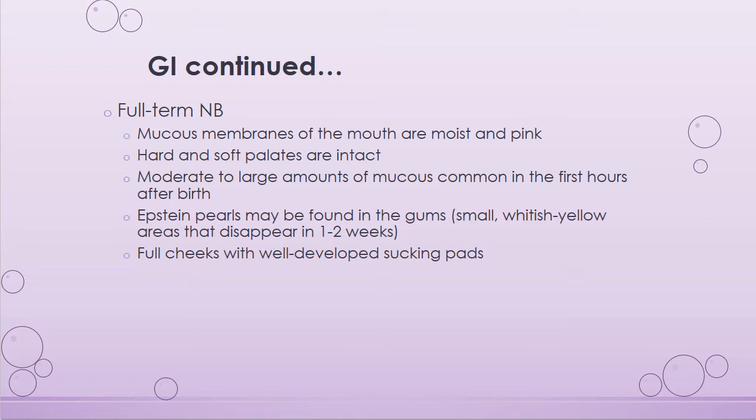Moderate to large amounts of mucus are common in the first few hours after birth. Epstein pearls may be found in the gums. Those are some small whitish yellow areas that appear in 1 to 2 weeks. And they have full cheeks and well-developed sucking pads. So remember, we're looking at the normal newborn.